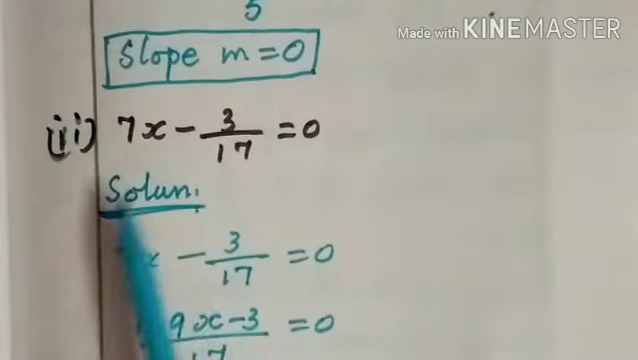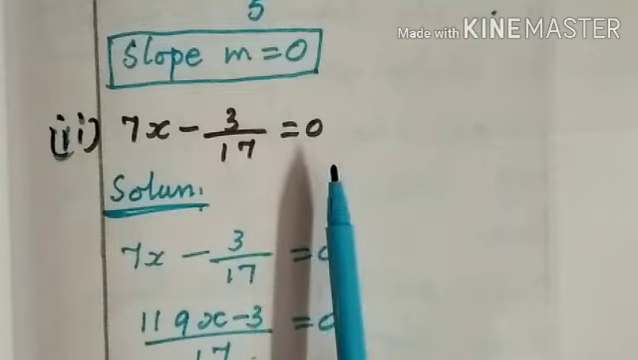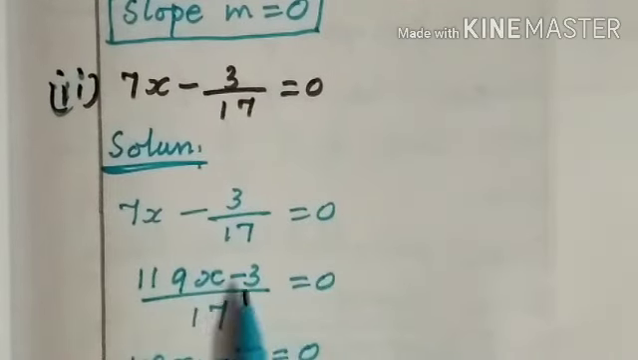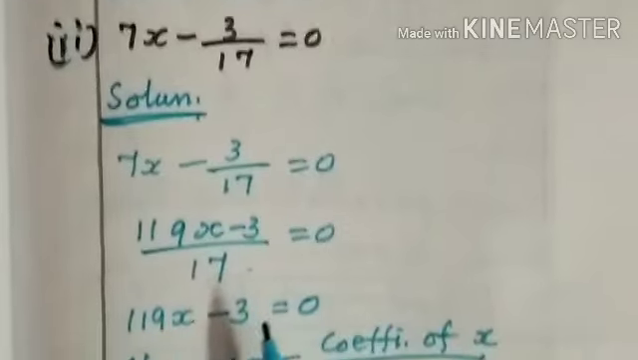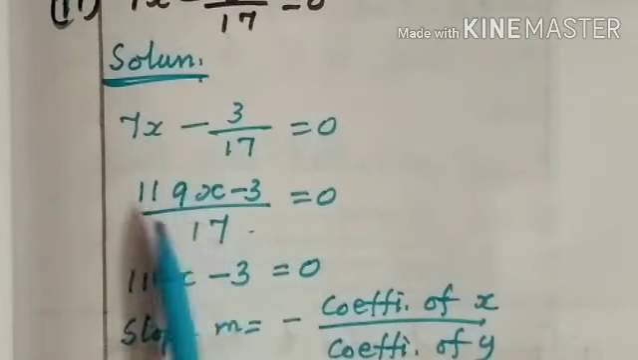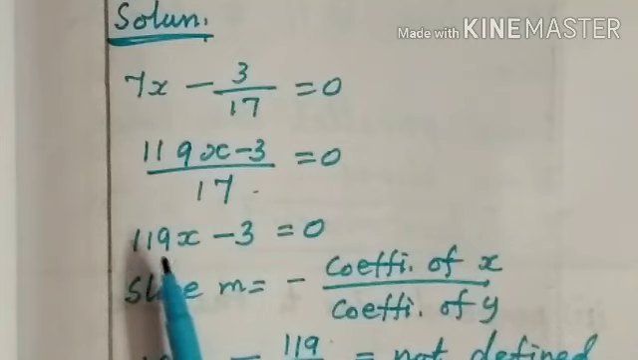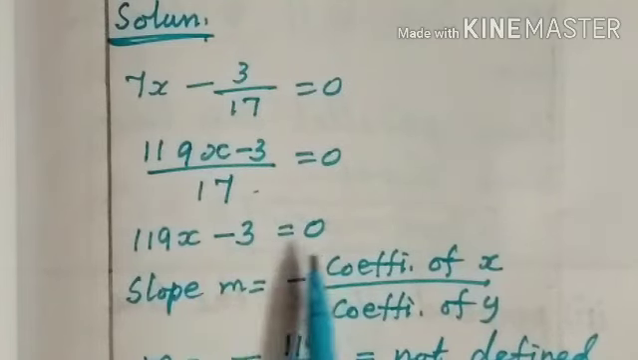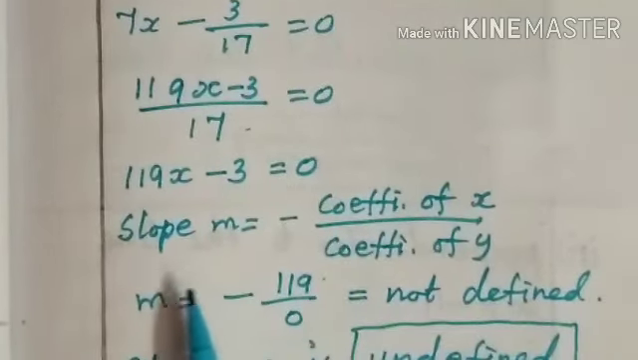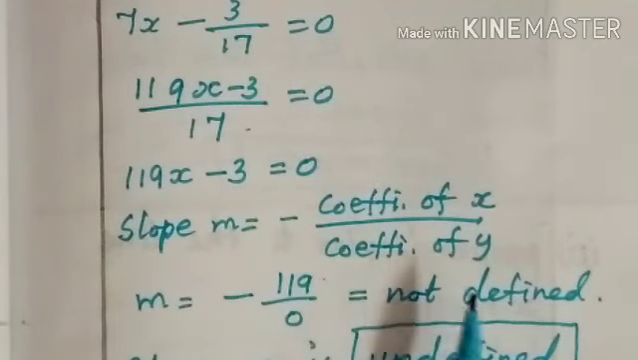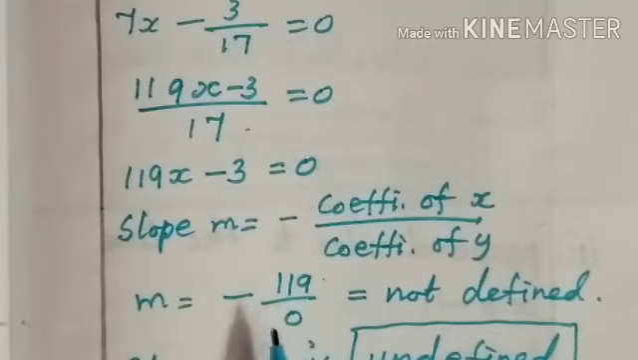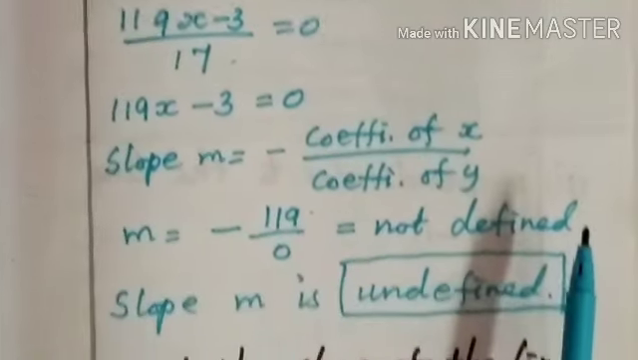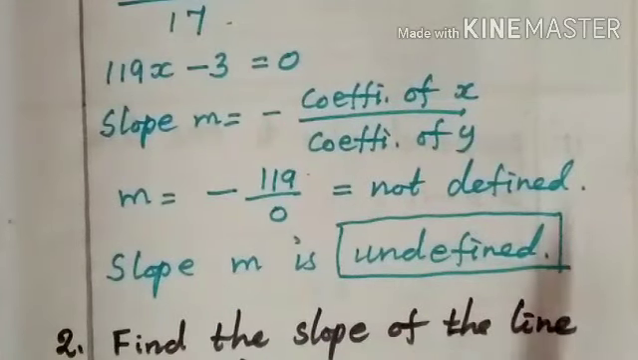Then the second subdivision, 7x minus 3 by 17 is equal to 0. First you have to change this equation into the standard form. That means you take the LCM. Then we get 119x minus 3 is equal to 0. Now you have to apply the slope formula, which means we get minus 119 by 0. We know that any number divided by 0 is not defined. Therefore, here the slope is undefined.